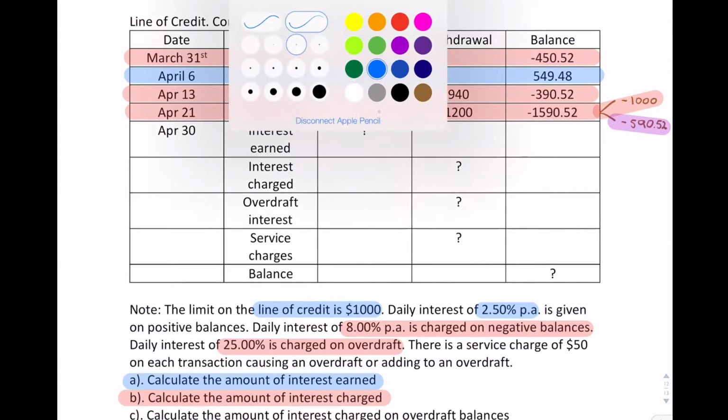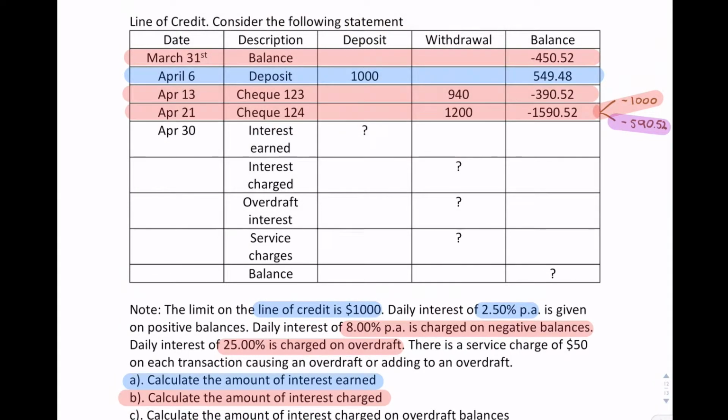Now, whenever you see a balance, like this right here, with the date March 31st, should I count March 31st? Because I counted April 6th in the previous one. But on April 6th, it wasn't an end-of-day balance. It was a deposit of $1,000, right? If you notice, that was there.